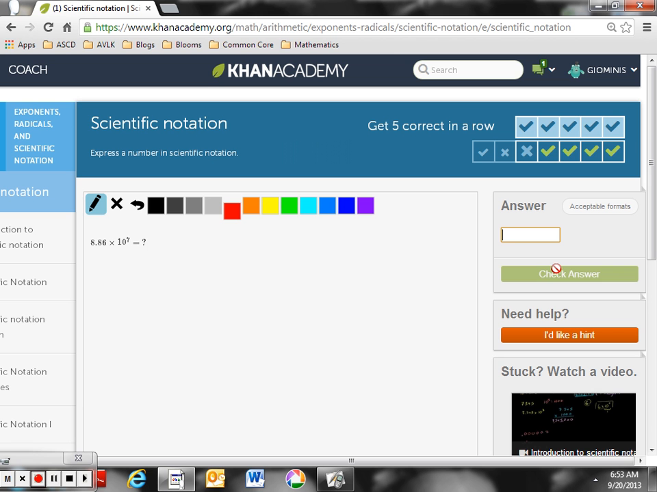Let's try another one. Now this one says, here it is in scientific notation. They want us to convert it. Convert is a fancy word for change. Convert it to standard notation. First thing I notice is I have a positive exponent.